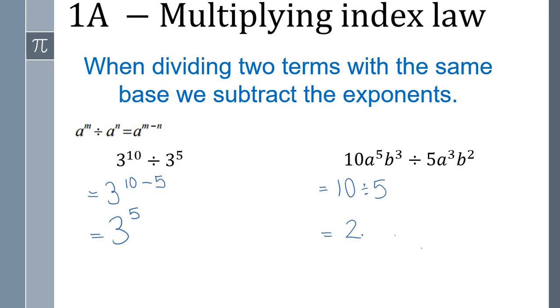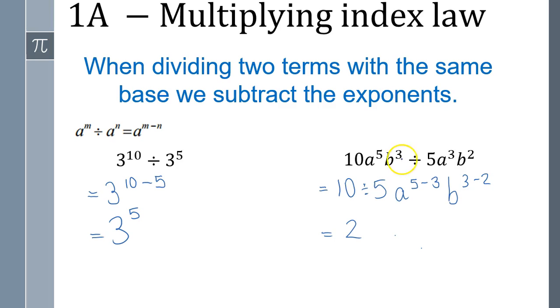Secondly, I'm going to look at my A's. So I've got an A here and an A here. The bases are the same, so I'm going to collect them and take away their powers. So A to the power of 5, take away 3. And I'm going to do the same thing with the B's. B to the power of 3, take 2.